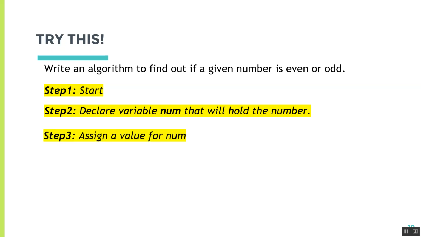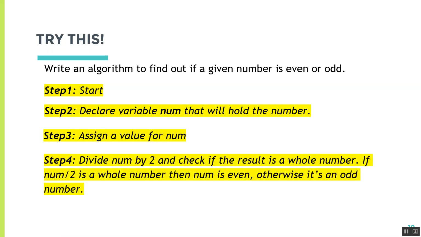Okay, step 3, you just need to assign a value for num. And again, class, you just need to think of it. You don't have to explicitly put it here, the value of num. Okay, so for example, I assign, let's say, 5 to our num. So I do not put it here. Okay, I just imagine that num was given a number of 5.